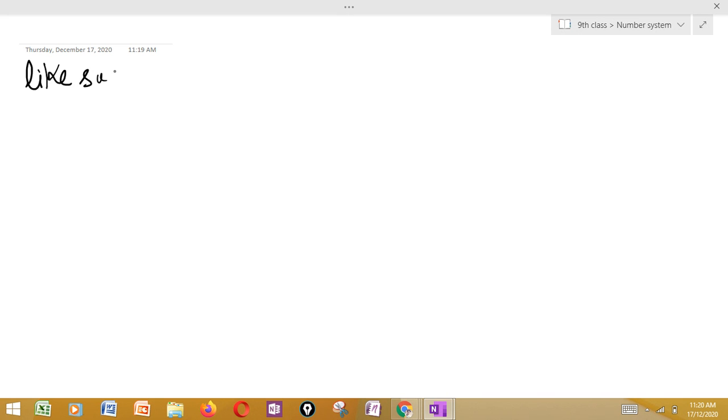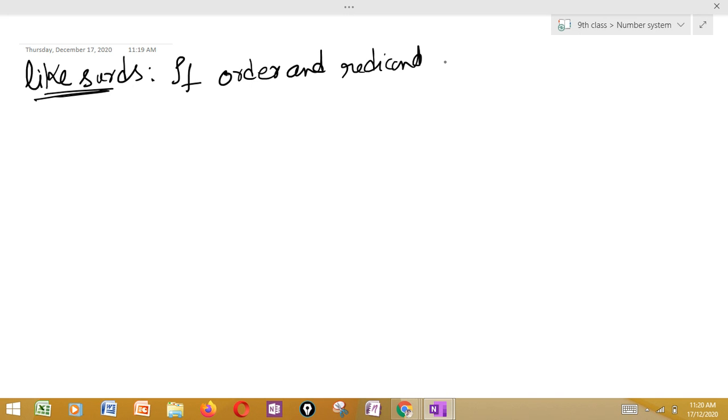Like surds. Coming to the point of how to define like surds: like surds are those which have the same order and radicand. If the order and radicand are same, then they are called like surds.